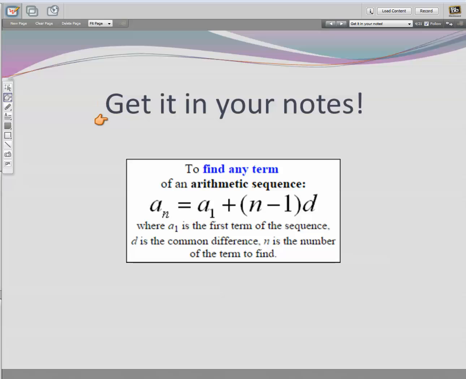All right, so get this down in your notes. This is what we call the explicit formula for an arithmetic sequence. And again, we're going to see this a little bit later on because there's another formula as well. But this is the formula that we use 95% of the time for finding certain terms in our sequence.